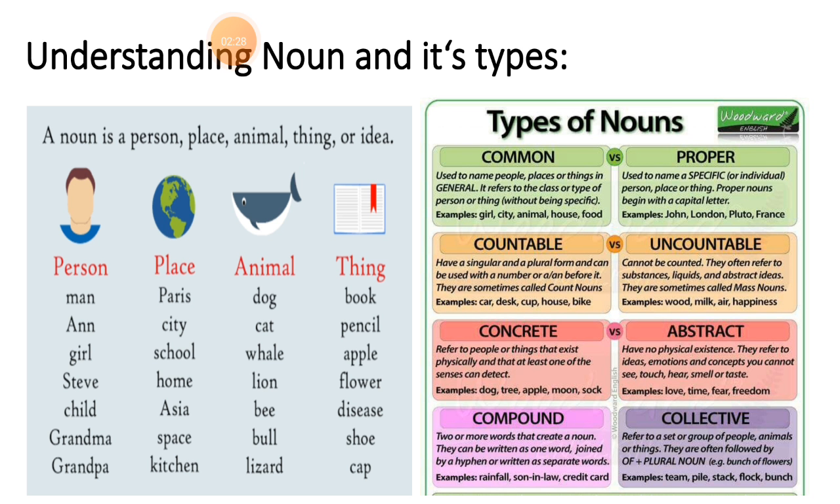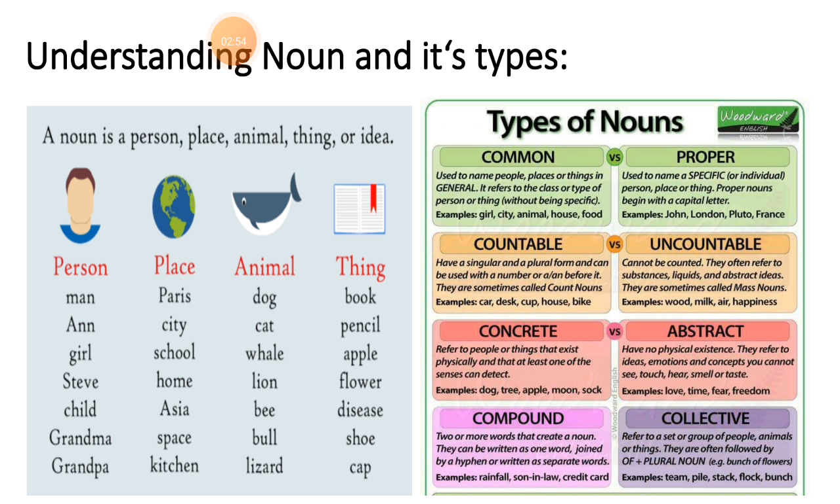Now, what are the compounds? Two or more words that create a noun. They can be written as one word, joined by a hyphen, or written as separated words. For example, rainfall. Now, rain and fall, both are noun, but they're together, so they are compound nouns. And son-in-law, that is also a compound noun. Then credit card, or debit card, that is also a compound.